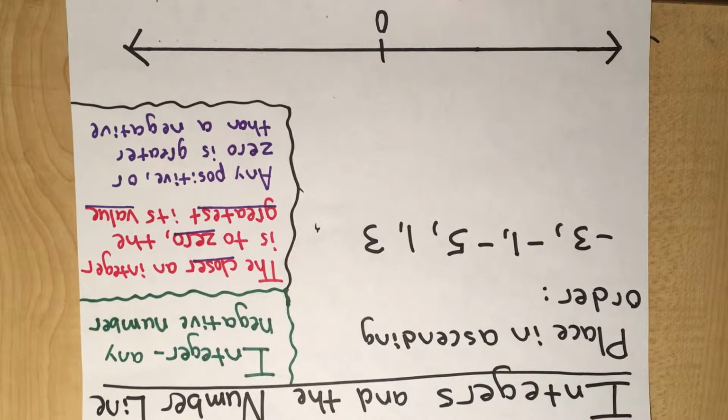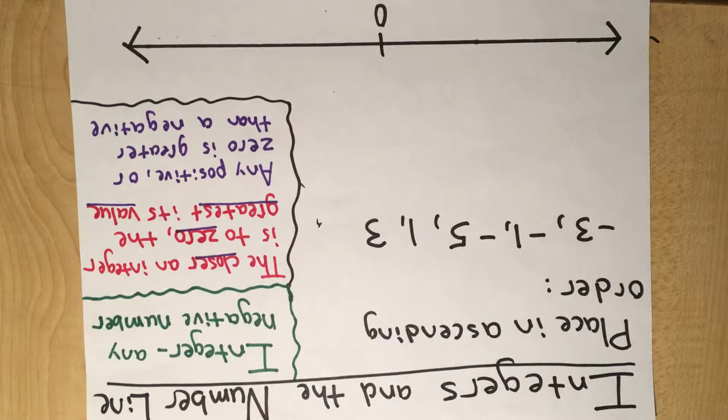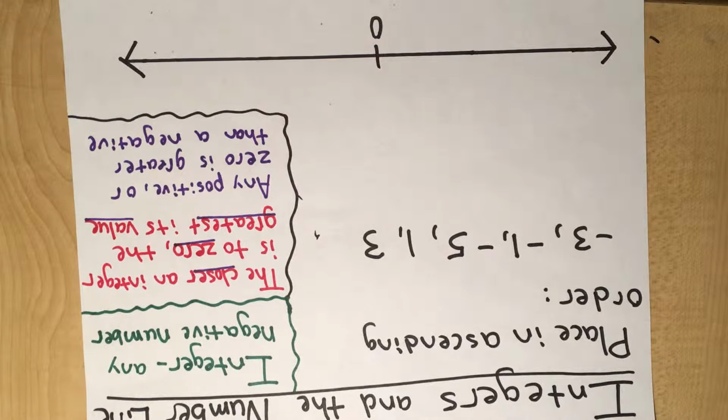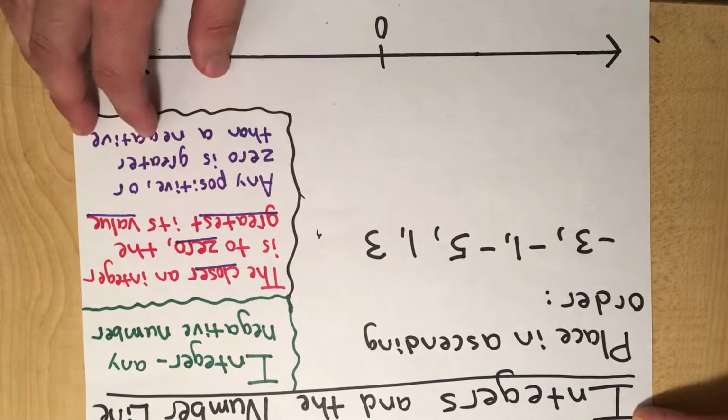Today's lesson we're going to be comparing integers, or actually putting them in order on a number line. From the previous videos, we saw how our number line is created. We have our positive numbers to the right. We have our negative numbers to the left, and we also went over what an integer is. An integer is any negative number.